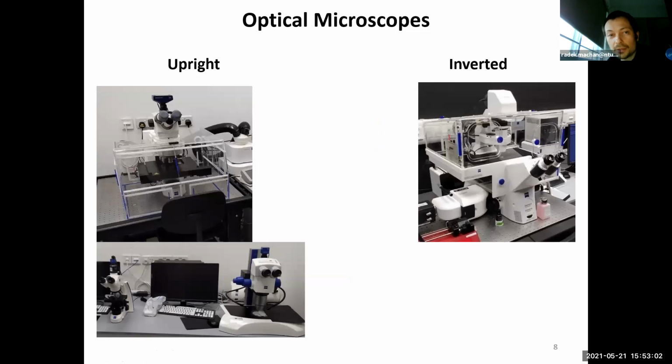These are examples. We have one upright microscope, and then we have two very simple microscopes which are also upright, and the rest, again, the majority of the microscopes, are inverted microscopes.